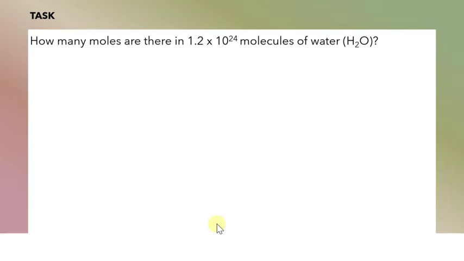So try to answer this one, then try to put the answer in the comment section, and we'll be able to check and maybe later on stick or pin the correct answer in the comment section.